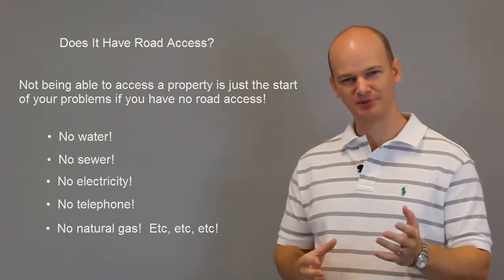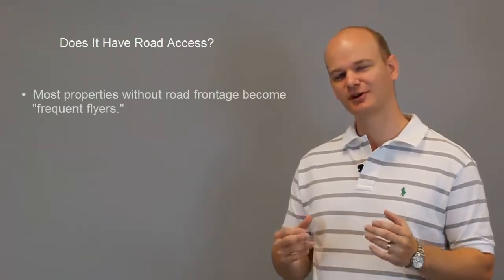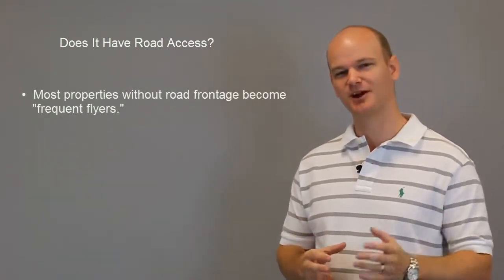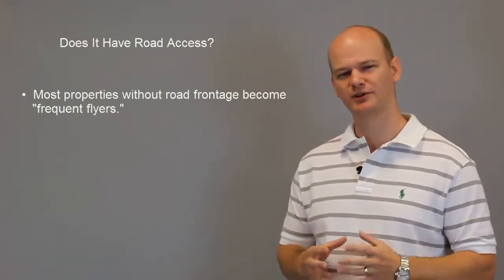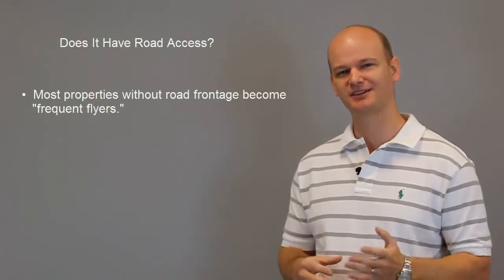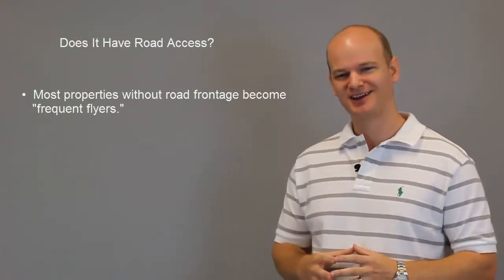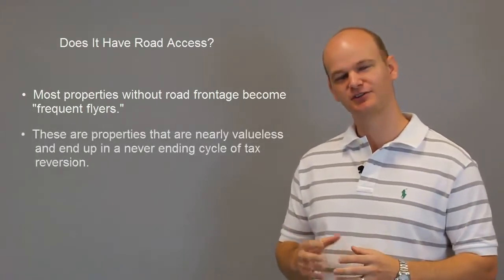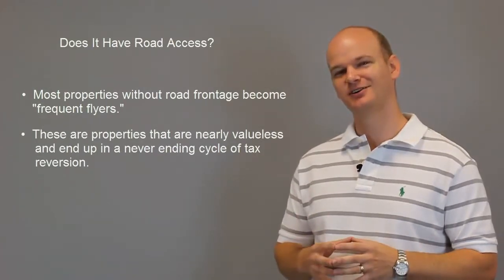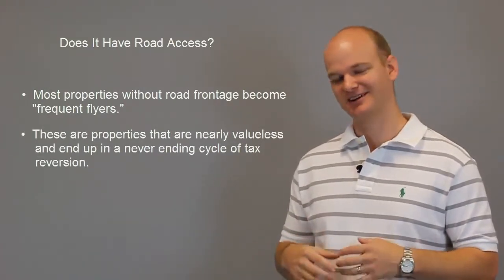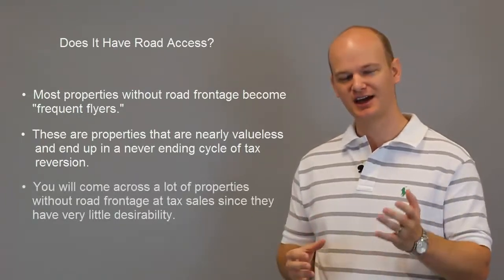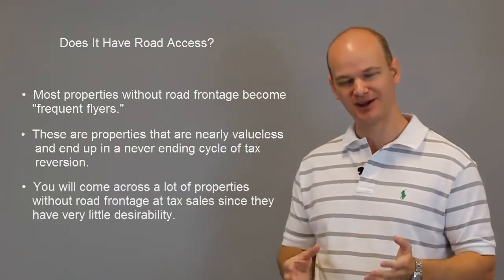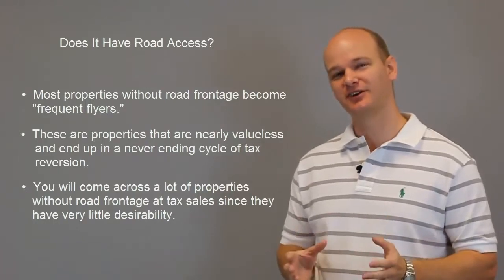And unfortunately, what happens with a lot of these properties is they become known as what we call frequent flyers in the business. Somebody will buy it not realizing that it doesn't have road frontage. They'll buy it with big hopes and big dreams to sell it and make a lot of money. It doesn't have road frontage, so they say, I'm not going to pay the taxes on it. Two to three years later, it goes back up for auction again, and then it happens over and over to somebody else. These are called frequent flyers, and you will see a lot of properties without road frontage at tax sale auctions, so you have to be very, very careful here.